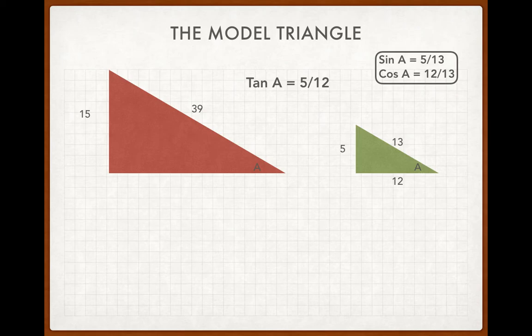How about the adjacent? So the adjacent will involve the cos. We know what cos is. It's 12 over 13. We use the model triangle to work that out. Multiply that out and we get 36. And again, it's what we'd expect. That side should be 3 times larger than the model triangle.